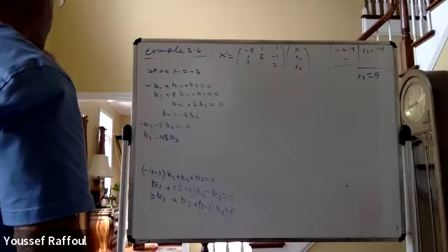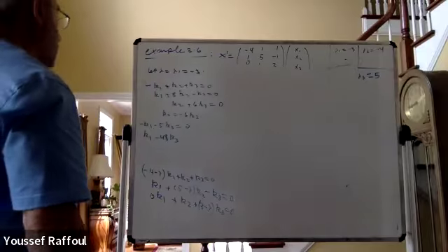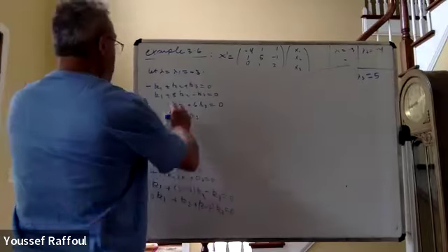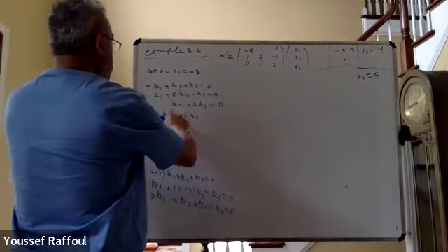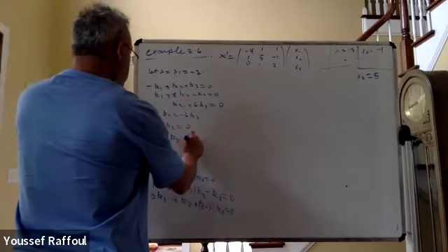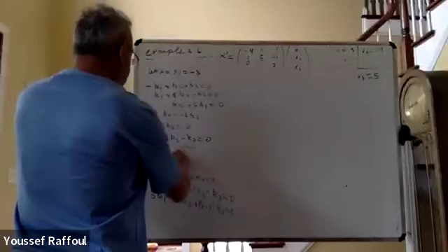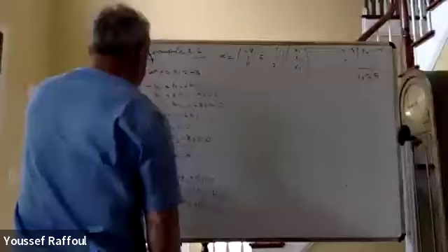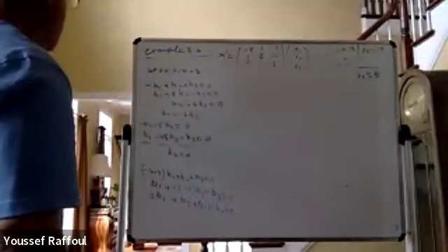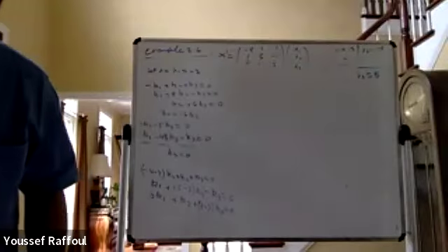Well, let's see what we have. 48 minus K3 equals 0. If you add them, you get K3 equals 0. Okay.